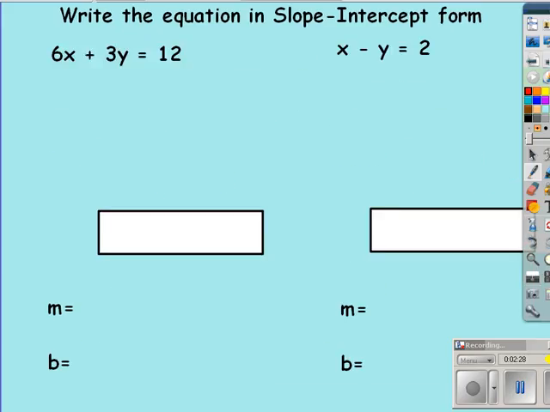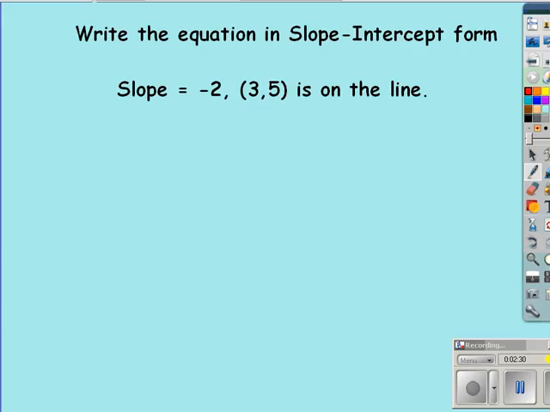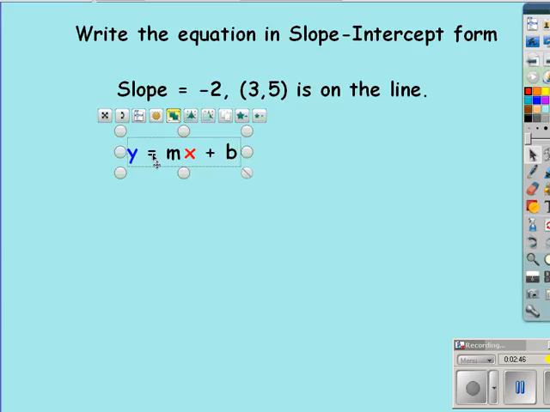The next thing we're going to look at is if we're given the slope, but we're not given b, we're only given a point on the line. This is a little trickier. There's going to be a couple steps here. Our formula is still going to be the same, y equals mx plus b.